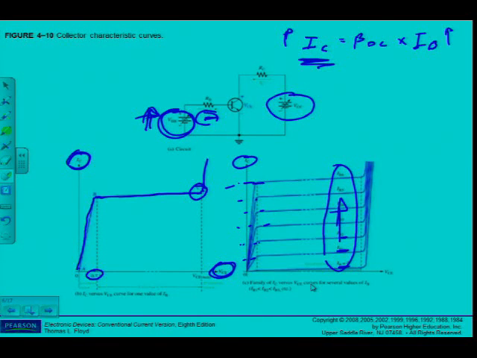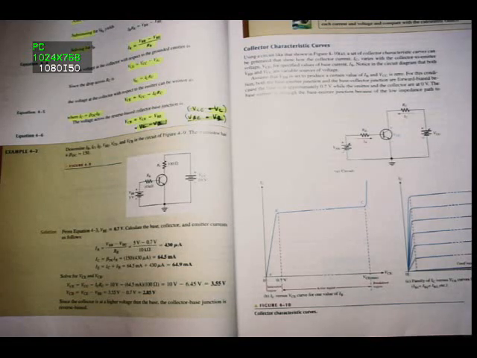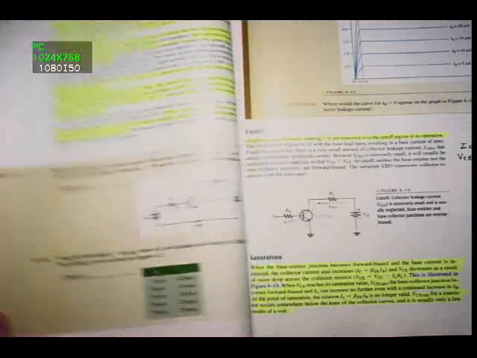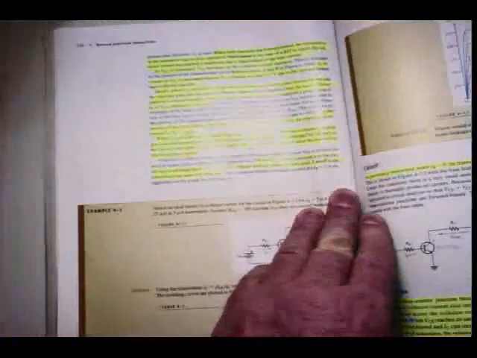Another point is, when I can see here that when IB is equal to 0, if there is no IB, then of course IC will also be equal to 0, and I can see that the transistor will be switched off, which we will call cutoff. It is discussed in your textbooks. You can read through it there. It starts on page 171, and I've marked it on the next page.